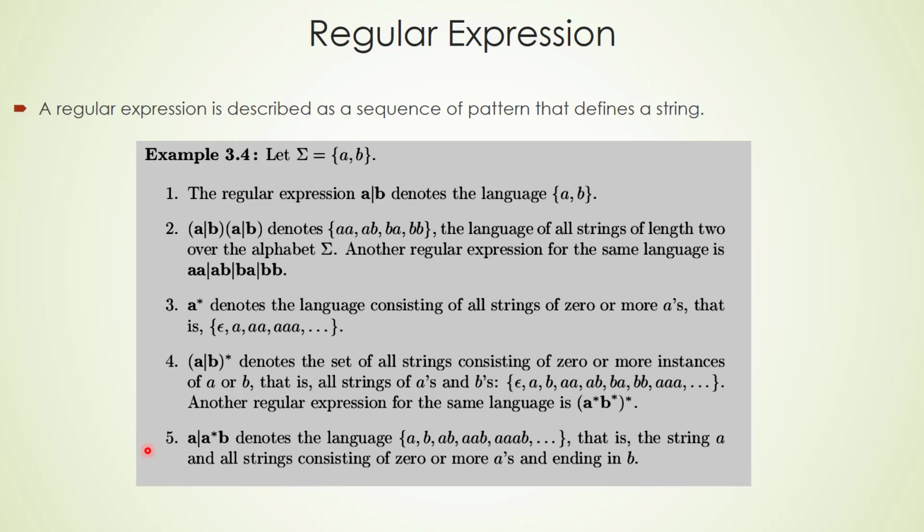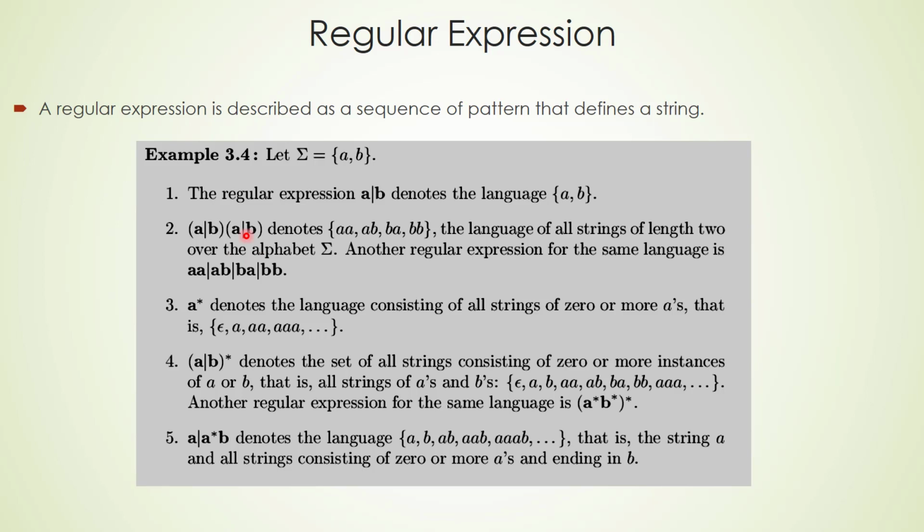For example, here we have two symbols A and B. The regular expression A or B denotes the language {A, B}. Here A or B is a regular expression. That means the string may be either A or B. Another one, (A or B)(A or B), denotes AA, AB, BA, BB. That is another language of all strings of length 2 over the alphabet sigma. Another expression for the same language is AA or AB or BA or BB.